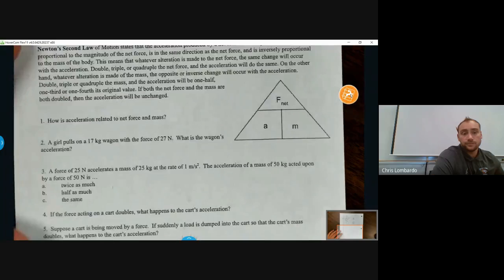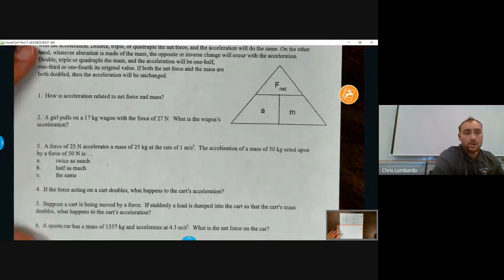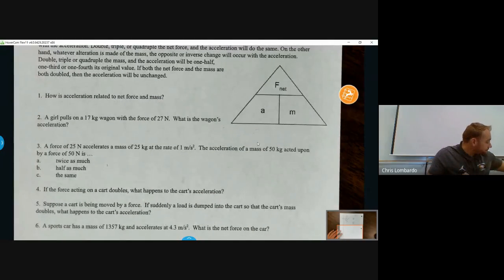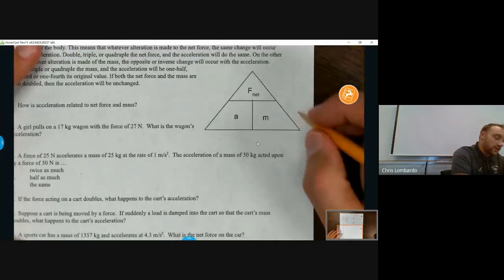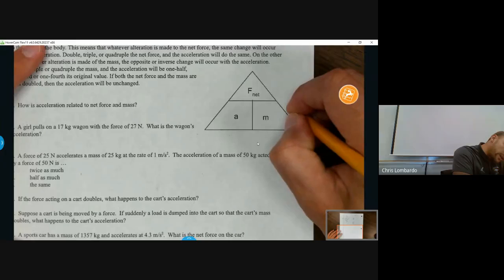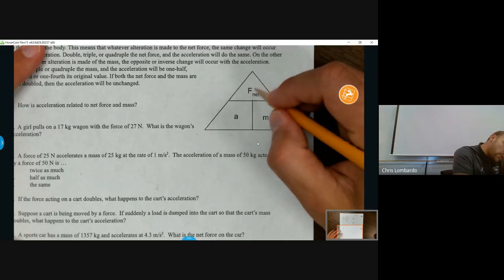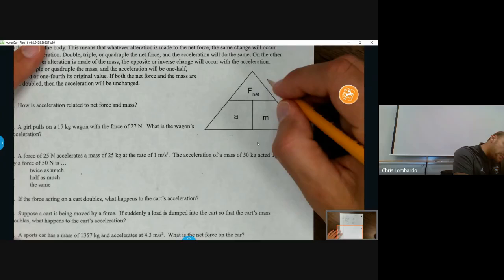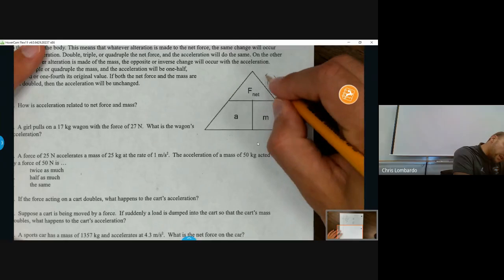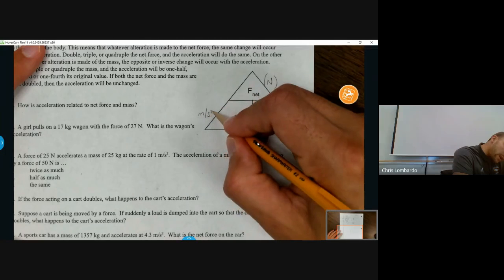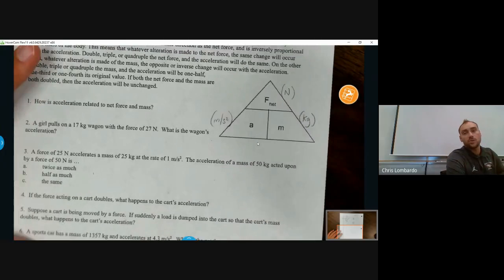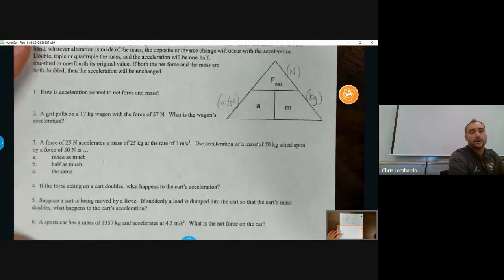Now, the next one: a girl pulls a wagon. If you're not sure what the units are for these, I'm going to put them here on the side. Mass is measured in kg. Force, or net force, is measured in newtons, capital N. And acceleration is in meters per second squared. So when you see those, you'll know what variable they're talking about.